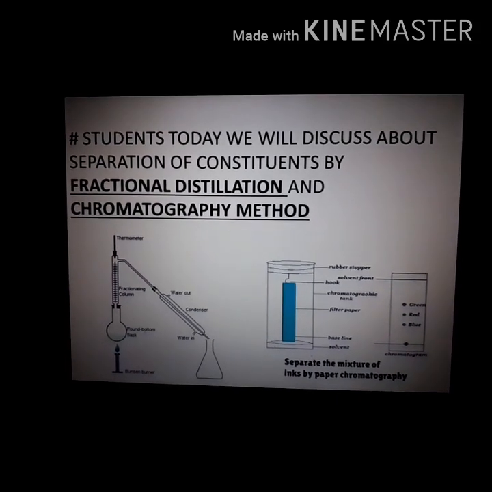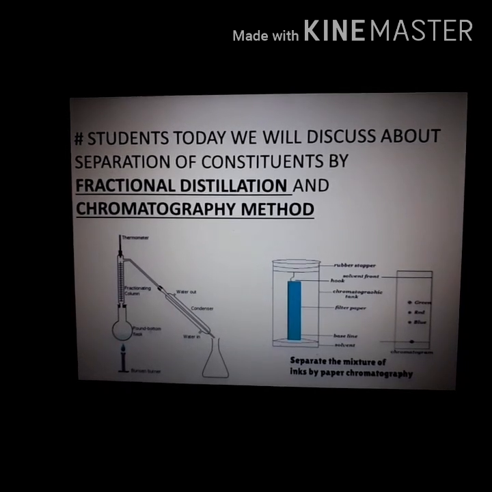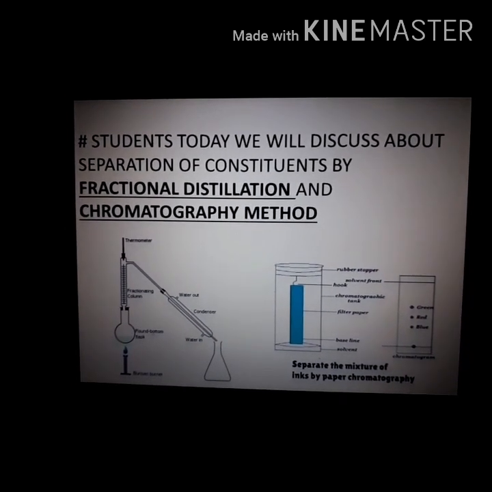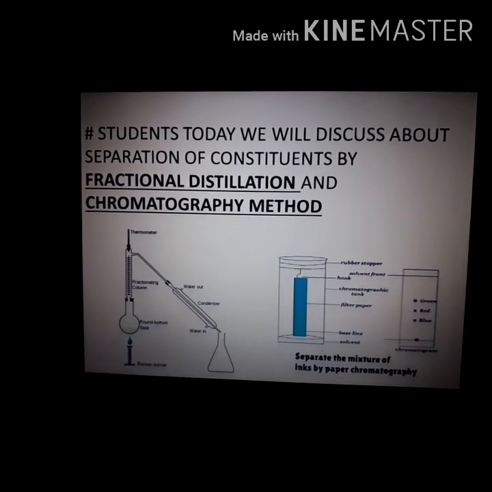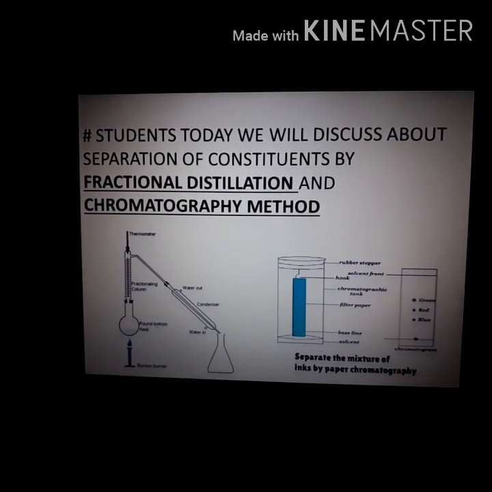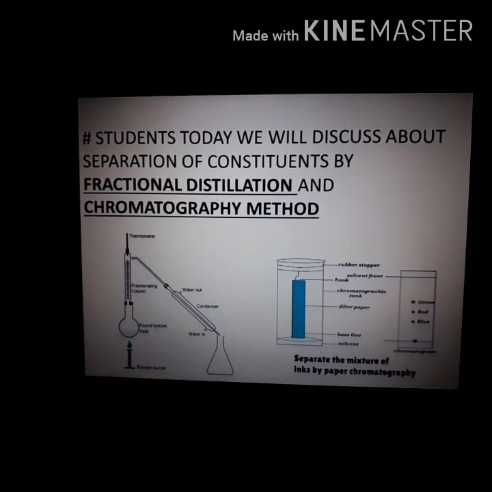Students, we are here with a new topic, fractional distillation and chromatography method. Today we will discuss these two methods of separation of constituents. So let's start the video with the fractional distillation method.